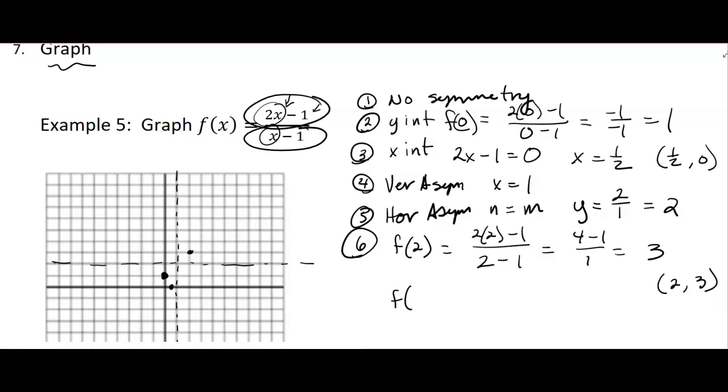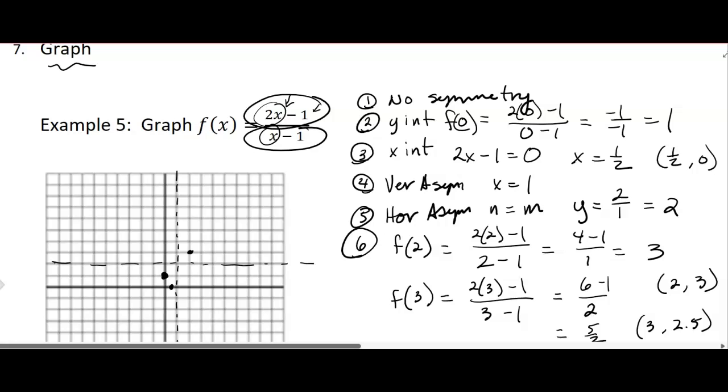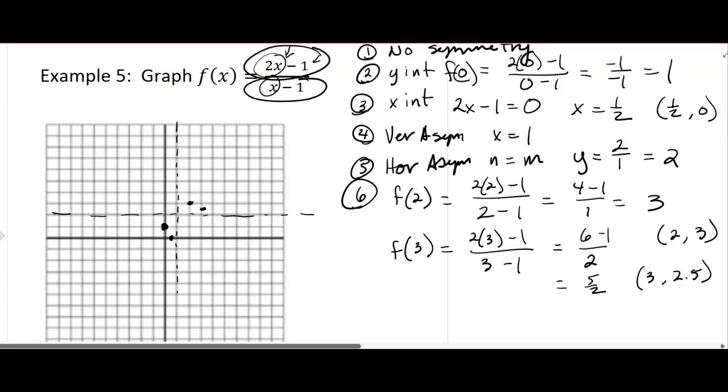And then maybe we want to put in f of 3. We're just going to go 1 over. 2 times 3 minus 1 over 3 minus 1. And that's going to be 6 minus 1 over 2, which is going to be what? 5 over 2, 2.5. So it's 3 comma 2.5. I'll just use a decimal. Okay, so we kind of see what's happening there. It looks like it's going to go up this way. You could do more points and find that. And it looks like it's going this way.